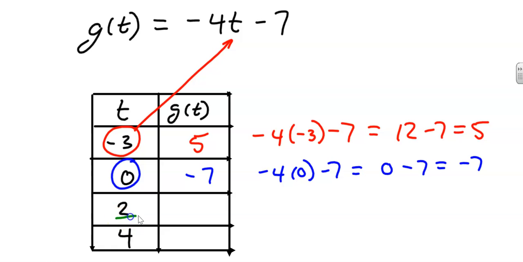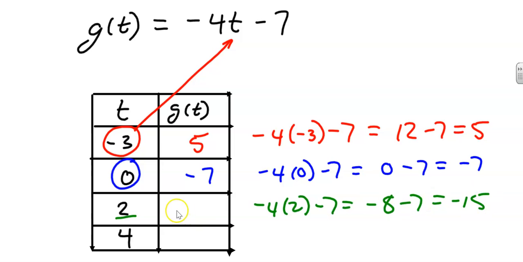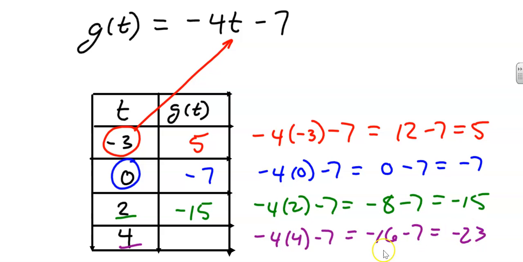And then just keep going down the line on these. Next you'll plug in 2. So it's negative 4 times 2, that's negative 8, minus 7 is negative 15. Okay, the last one we'll plug in 4, so it's negative 4 times 4 minus 7, negative 16 minus 7, that's negative 23.